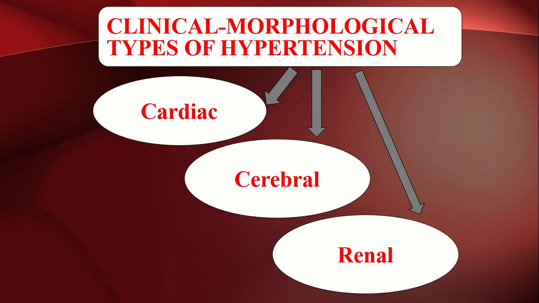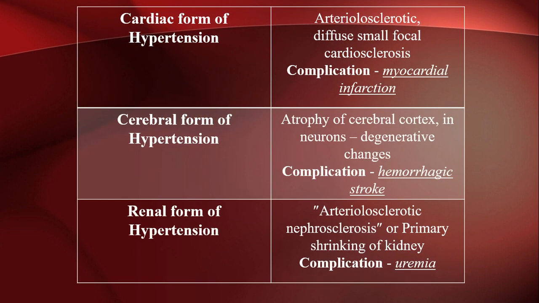There are three clinical morphological types of chronic hypertension: cardiac type, cerebral type, and renal type. In the cardiac type of hypertension, we found in the wall of the heart arteriosclerotic diffuse small focal cardiosclerosis, which, if activated in the acute phase, will be complicated with myocardial infarction. In the cerebral form of hypertension, there is atrophy of the cerebral cortex and neurons develop degenerative change. The complication is hemorrhagic stroke, which we'll discuss later. In the renal type of hypertension, there is arteriosclerotic nephrosclerosis or primary shrinking of the kidney, and the complication is uremia.